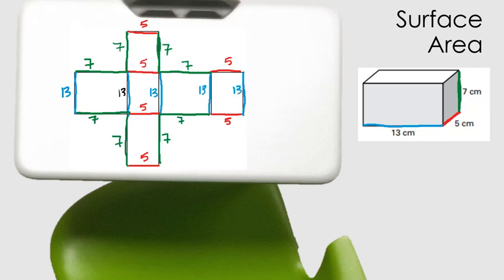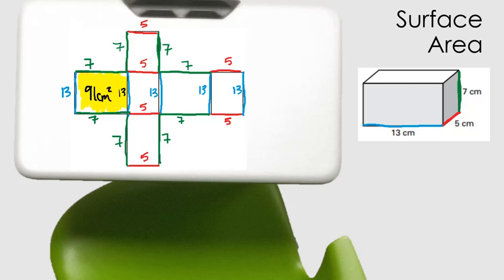So now all I got to do is find the area of each of these rectangles. So here we have this rectangle. It's a 7 by 13. So to find the area of it, I'm going to do 7 times 13. So the area of just this face is 91 centimeters squared. Remember, area is always squared.